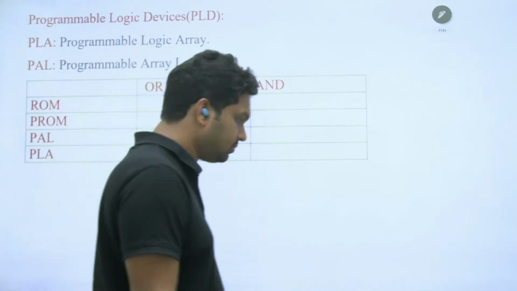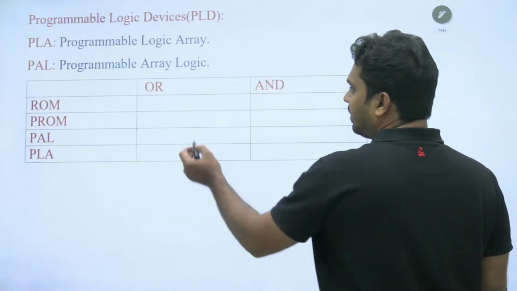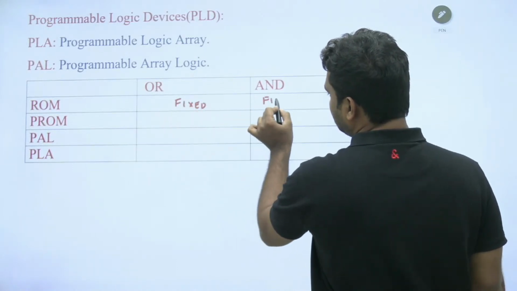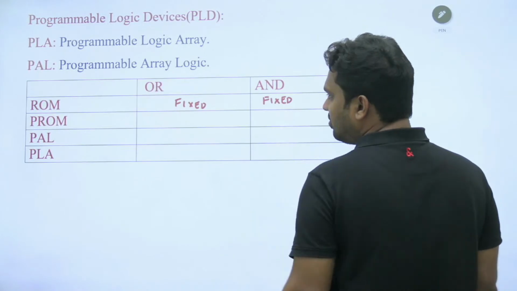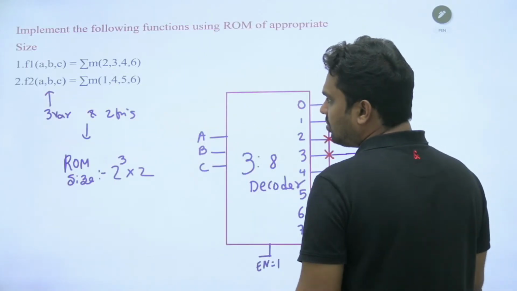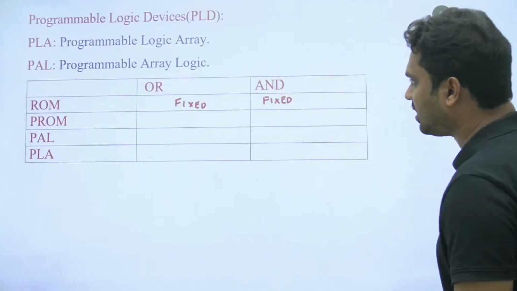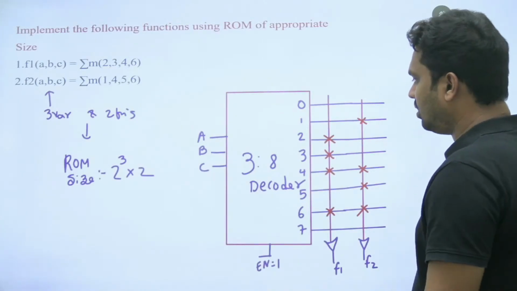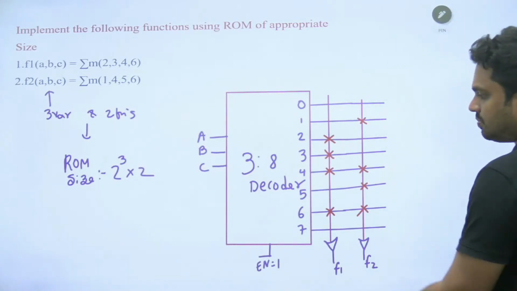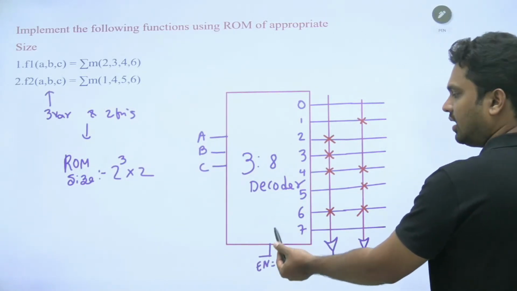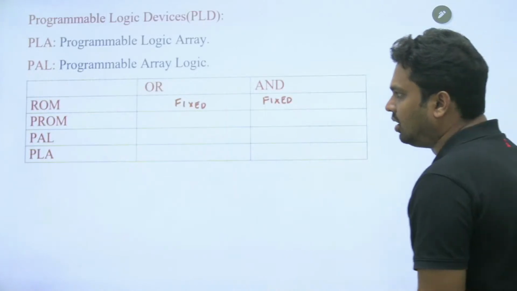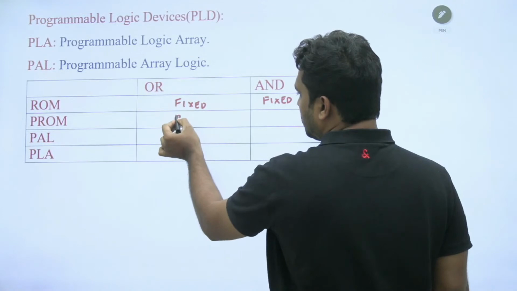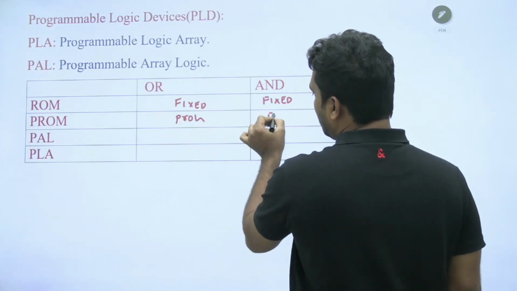Generally in a normal ROM both parts are fixed. The manufacturer will fix this. In a normal ROM the manufacturer will fix the AND part and the OR part. Inside, the decoder has AND gates, and this is the OR gate part. PROM means programmable read only memory. In this, the OR part is programmable and the AND part is fixed.